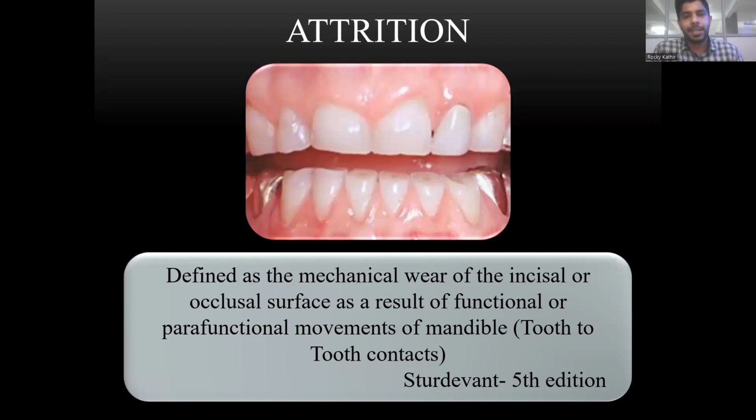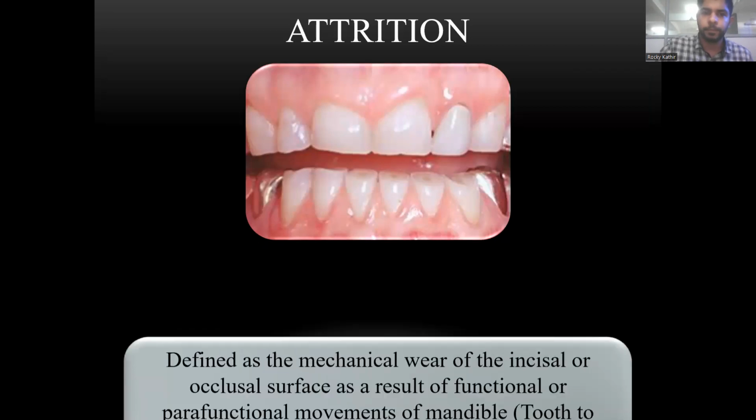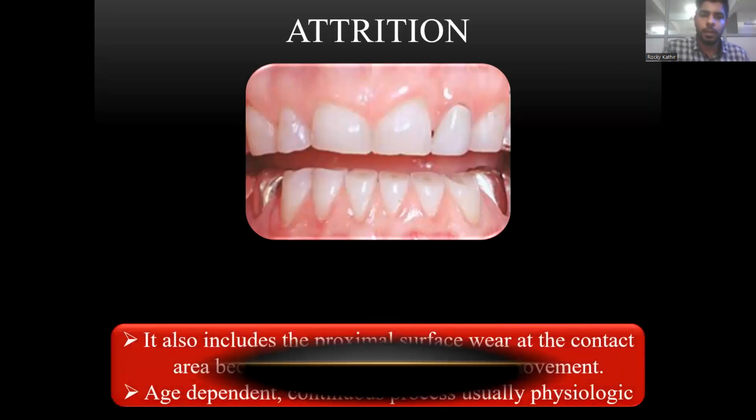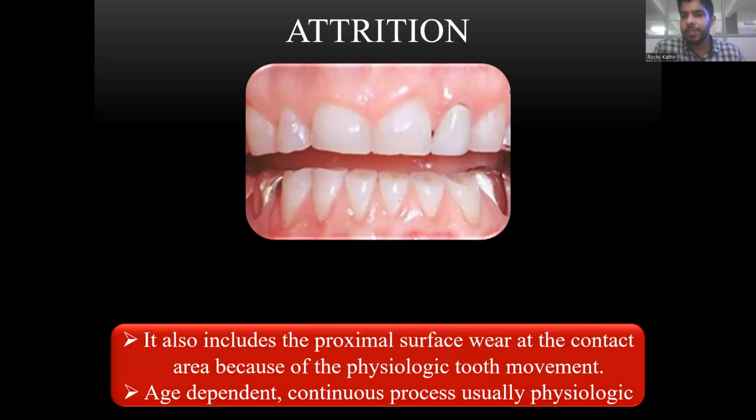Attrition is defined as the mechanical wear of the incisal or occlusal surface as a result of functional or parafunctional movements of the mandible, and this definition is according to Stirling. It also includes the proximal surface wear at the contact area because it is visible to the human. It is an age-dependent continuous process and it is usually physiological.